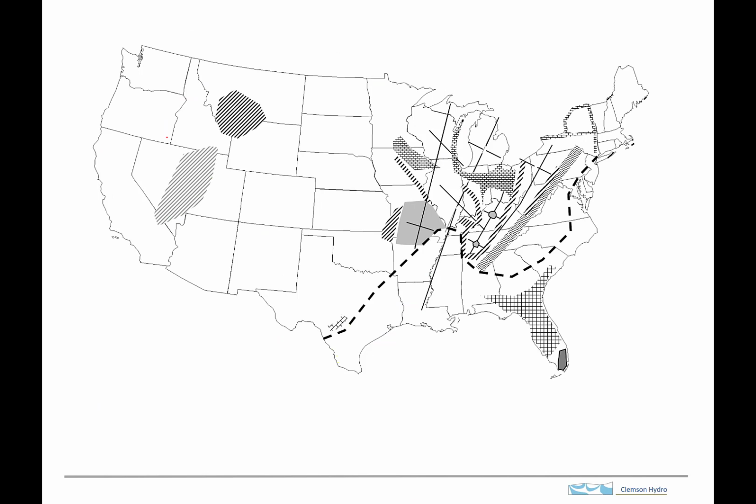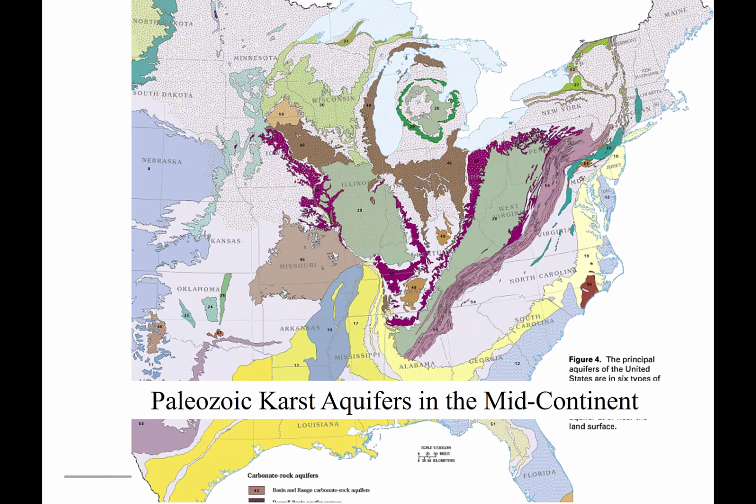So here you can see those different features lined up with the structural features that I mentioned. And so you can kind of see the relationships between the two. Okay, so what I want to do is take a look at these Paleozoic karsts in the mid-continent, and you can see that they're shown here a little bit in a little better detail.